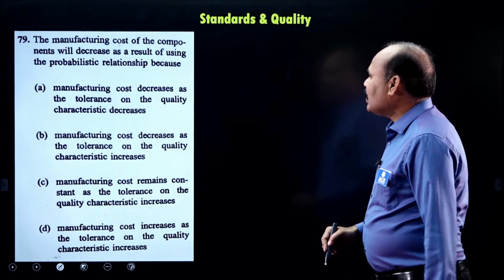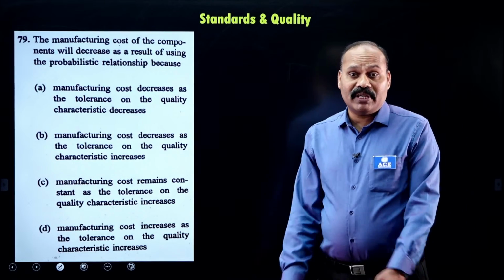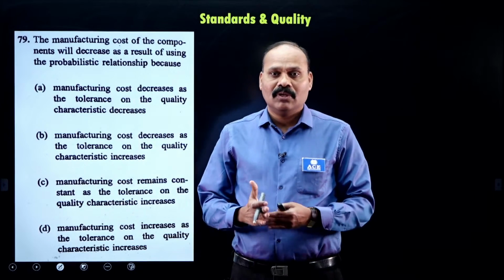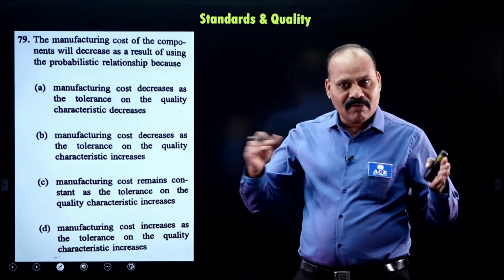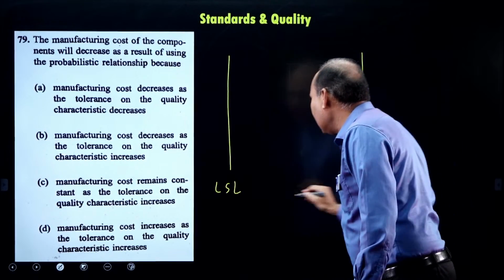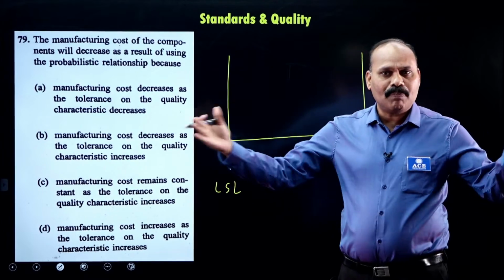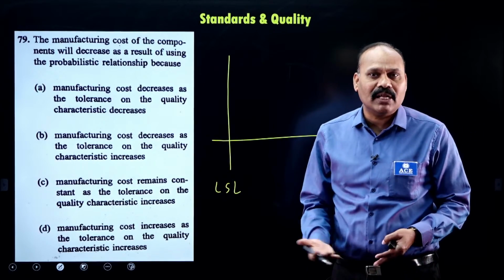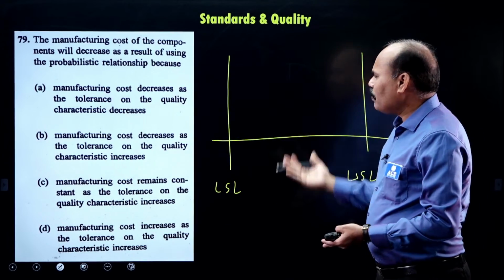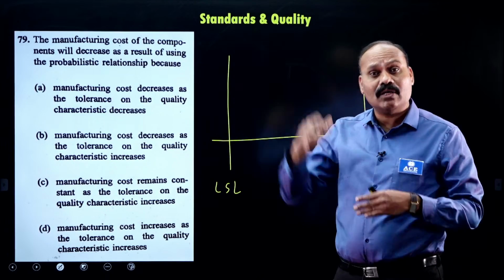Next question, the manufacturing cost of the component will decrease when the manufacturing cost will be decreasing, if the customer is ready to accept any limits. If the customer is accepting any level, like a lower specification limit and upper specification limit, this bandwidth is more, then we have relaxation. So if the gap is more, the manufacturer will get some relaxation and he can produce in any manner. So naturally there is no utmost care and no need to take any precautions. Obviously manufacturing cost is getting down.